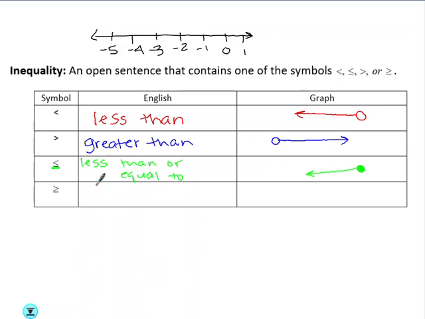Finally, we have greater than or equal to. Again, the line under the symbol means that we are including our value. It means it could be equal to a number or greater than. So we're going to put a closed circle and then an arrow to the right. So for example, something could be greater than or equal to -3, which means it could be -3, or it could be any of these numbers to the right.